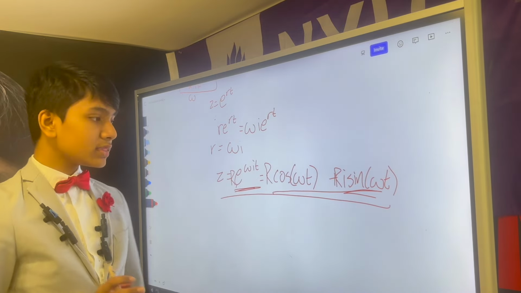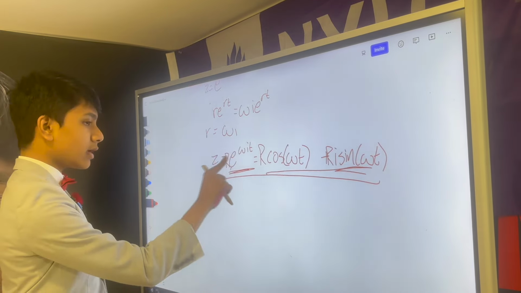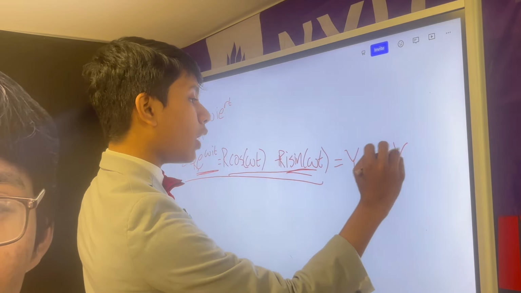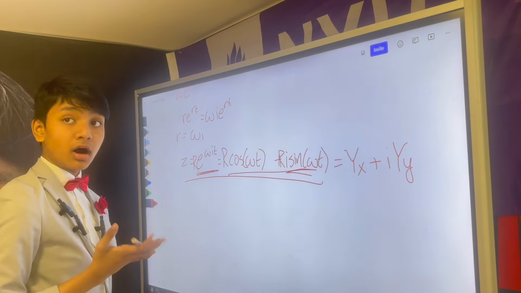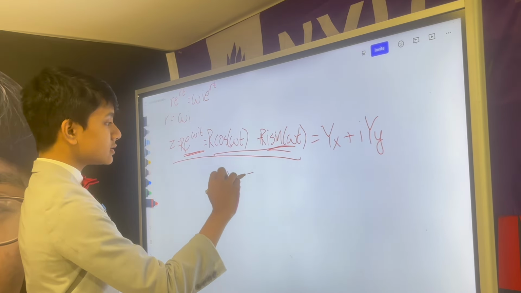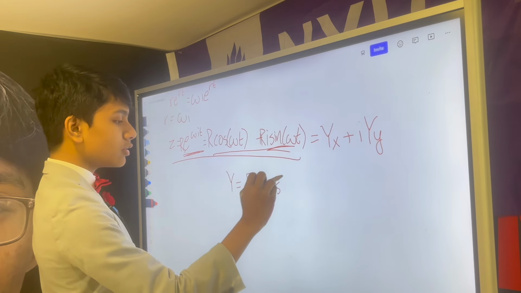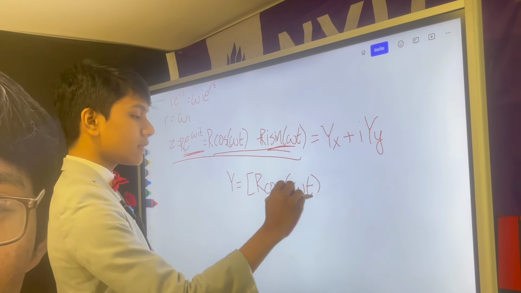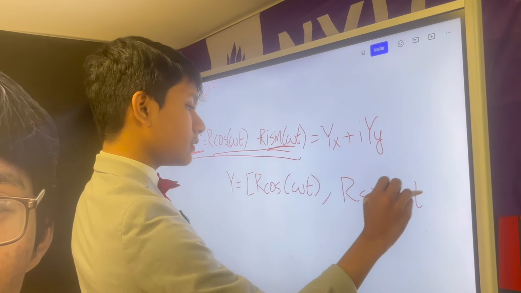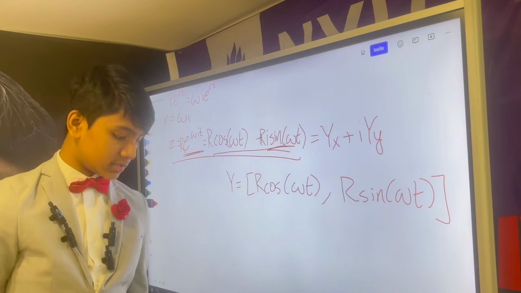And so now, what does this tell us about y? Well, this is equal to y_x plus i y_y. See, the complex conversion wasn't for nothing, because now we know y is just equal to r cosine omega t, r sine omega t. Now, what does that actually tell us?